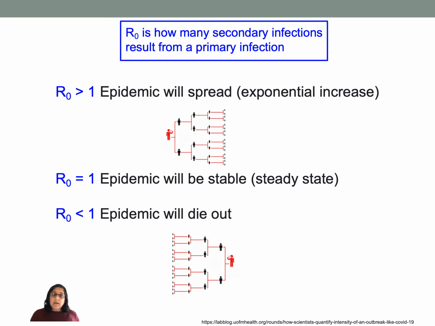The only way for the epidemic to die out is if R naught is less than 1, which means that if on average I infect fewer than one person before I myself recover. And so then you can see in this scenario, okay, it eventually dies down.